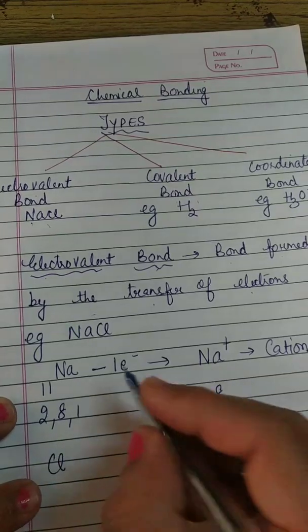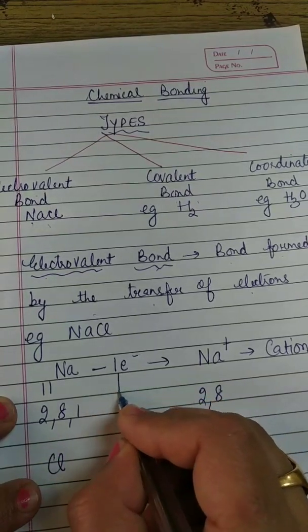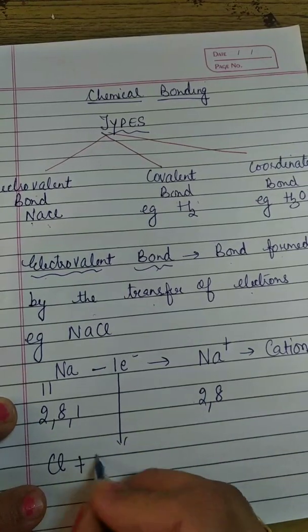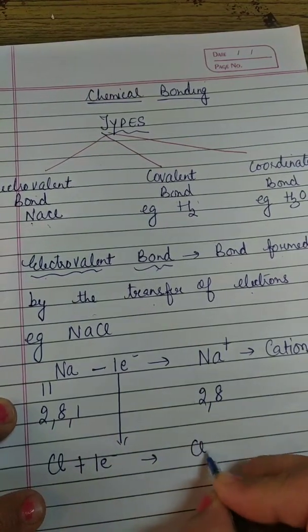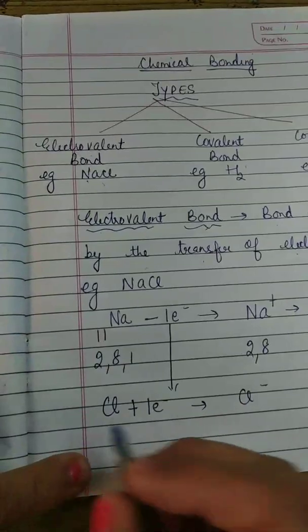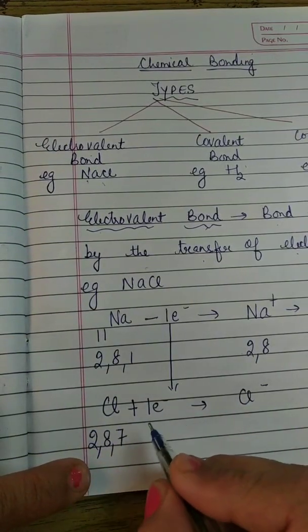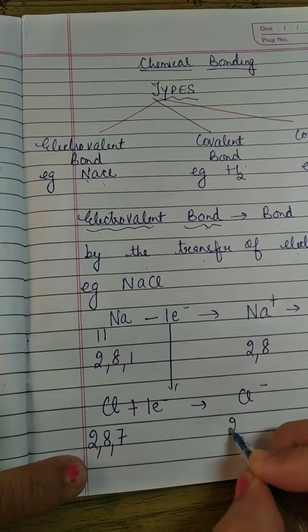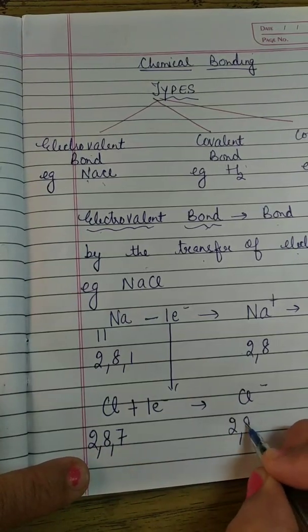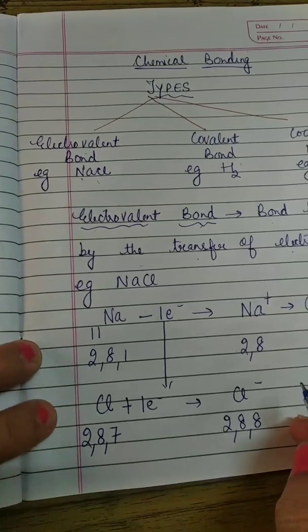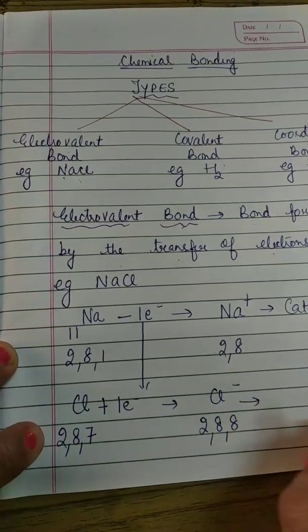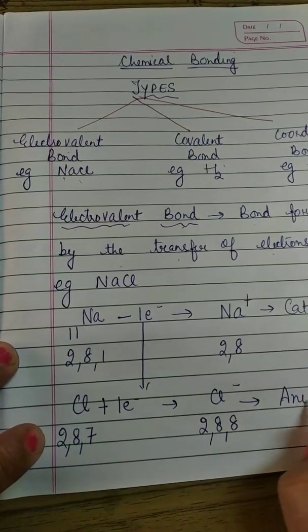Same way, the electron which sodium has given is gained by chlorine in order to become stable, as chlorine in the neutral phase has electronic configuration 2, 8, 7. After gaining the electron, it becomes stable and has electronic configuration 2, 8 and 8. This negatively charged ion is known as anion.